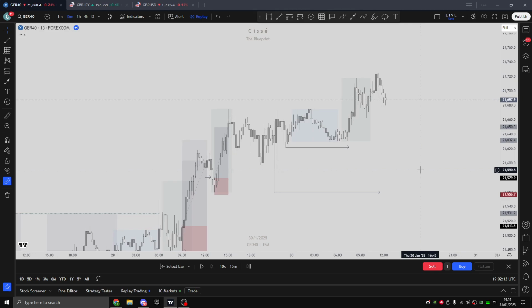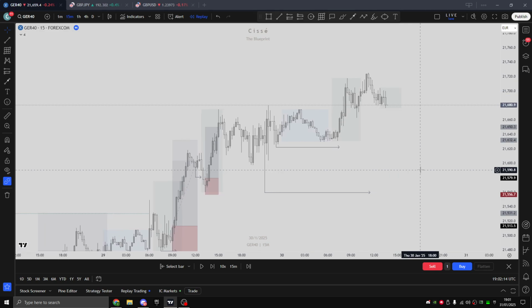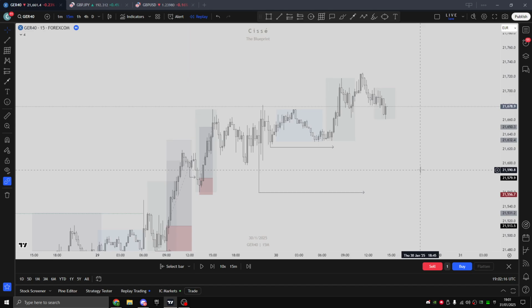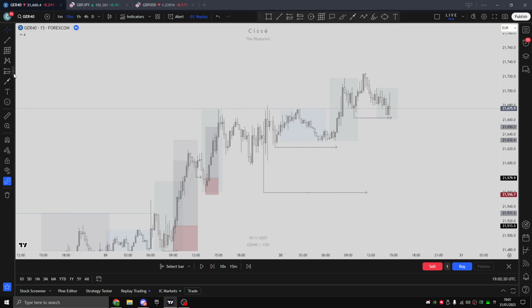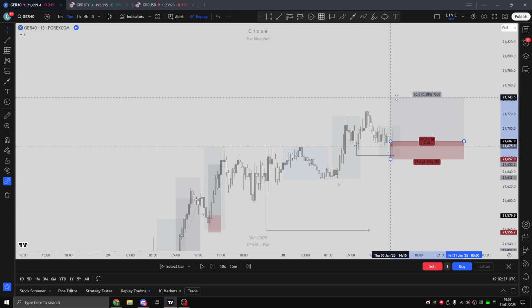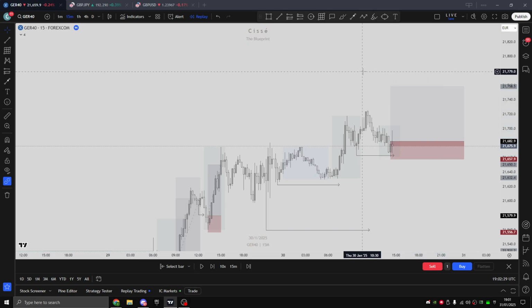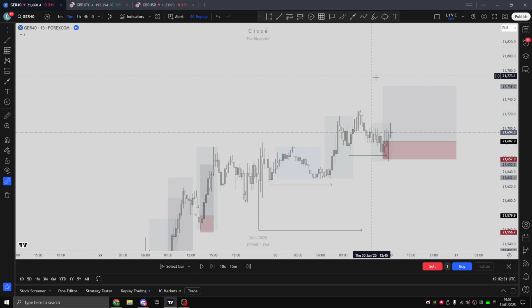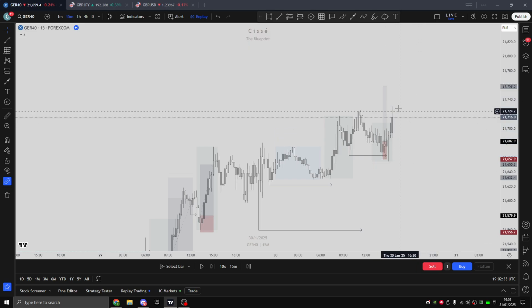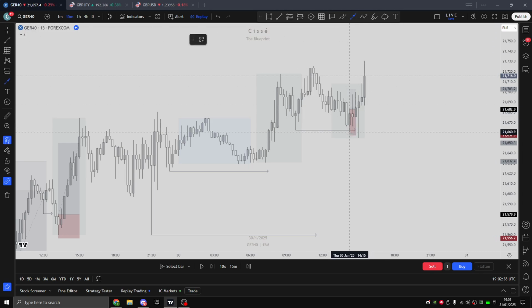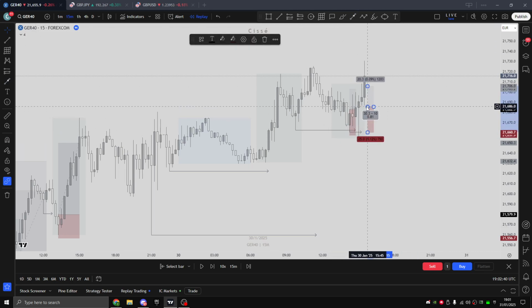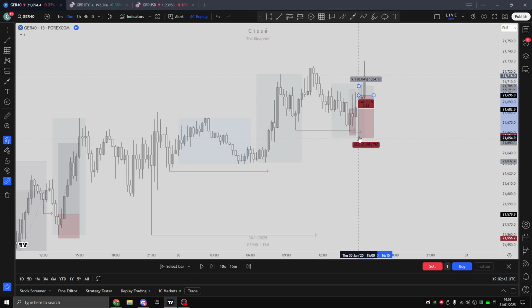Anything for New York? Got a sweep here. So an entry here. It is lower probability, but it can play, so I'm happy to take them. Sweep there for an entry. Tagged in. Oh, got tagged in and out pretty quickly. What it also did was leave a re-entry here. So let's put this order on.